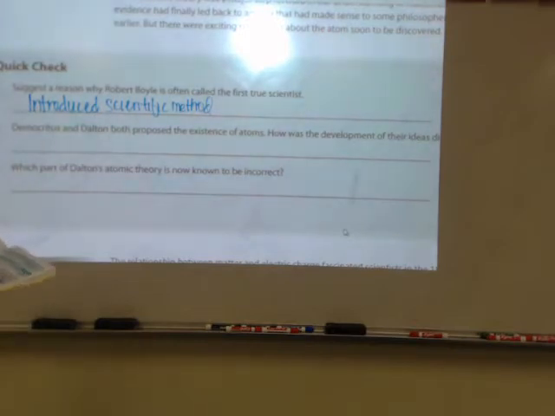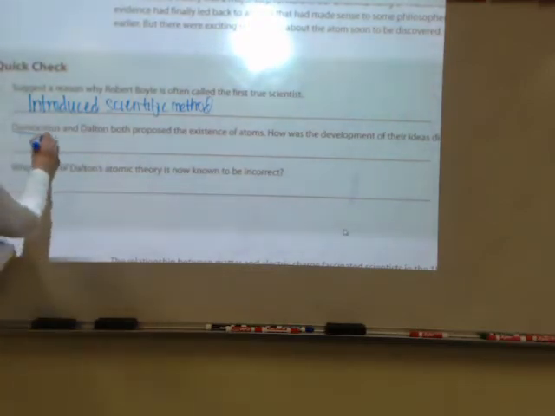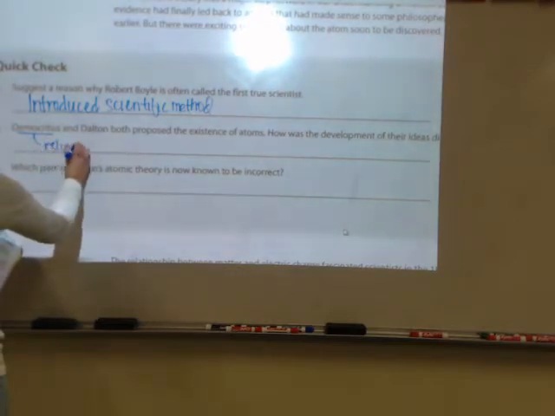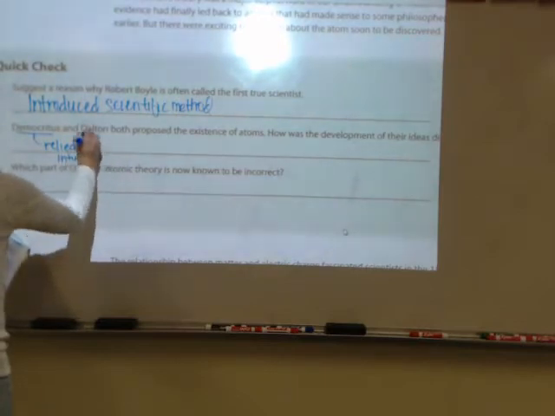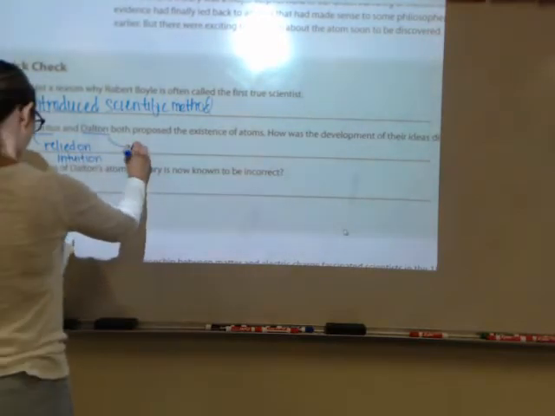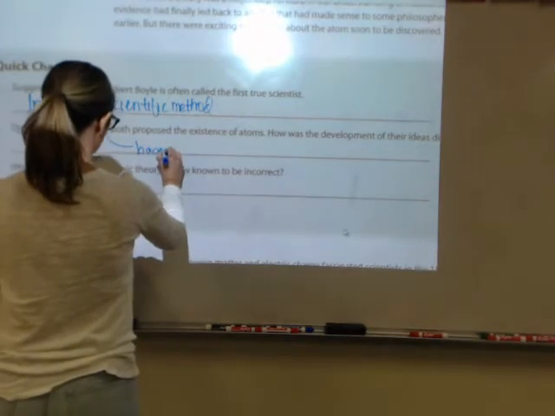Number 2, Democritus and Dalton both proposed the existence of atoms. How is the development of their ideas different? Well, Democritus was using intuition, whereas Dalton based his conclusions on experimental data.